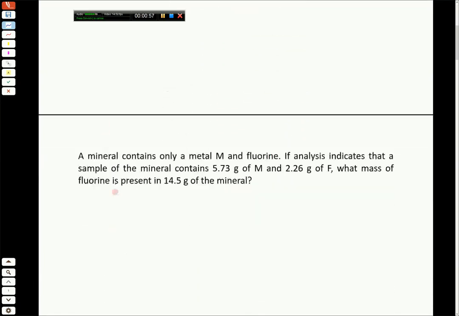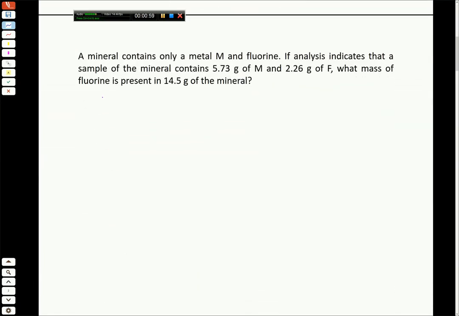Alright, so this first one, there's a few problems of this variety, and we struggled with all of them. So here it says a mineral contains only a metal M and fluorine. If analysis indicates that a sample of the mineral contains 5.73 grams of M and 2.26 grams of F, what mass of fluorine is present in 14.5 grams of the mineral? Now this was a problem that had variable inputs for the different masses, so you may have gotten different numbers in yours, but a lot of people had this problem and a lot of people did not do so well on it.